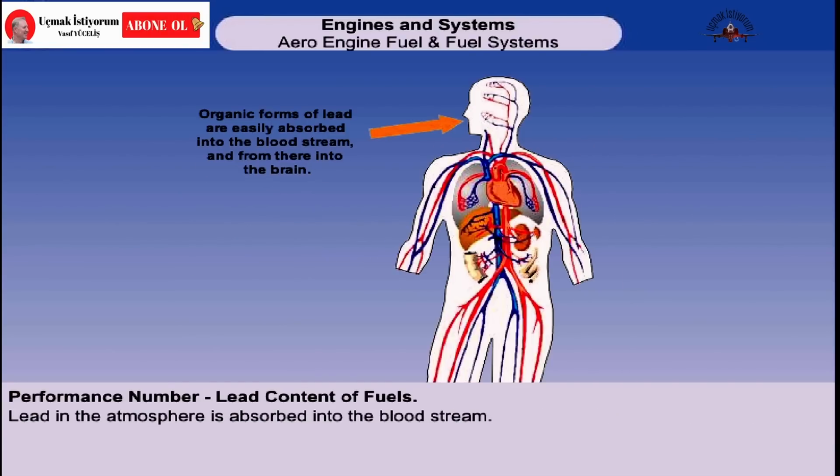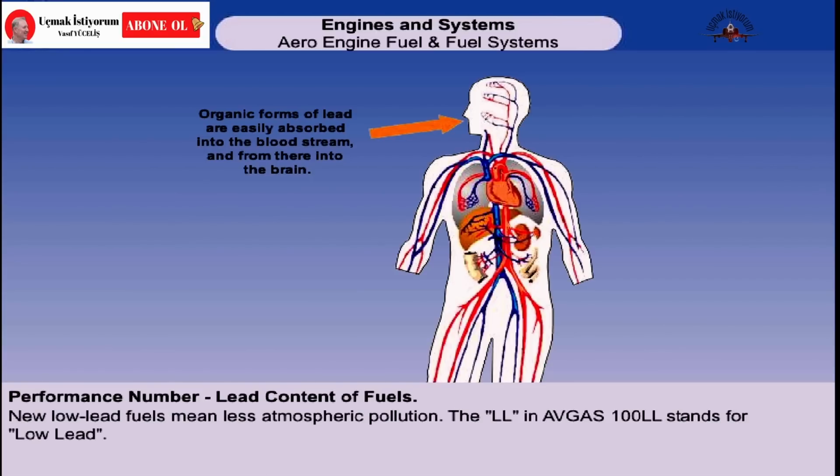Lead in the atmosphere is absorbed into the bloodstream, especially organic forms such as lead bromide, which are fat-soluble. Because they're fat-soluble, they therefore have a particular tendency to distribute themselves into the brain and will cause damage there. Because of this obvious threat to the health of anyone who breathes in exhaust fumes, the fuel companies now use different additives in the fuel to raise its octane rating. Thus we have fuels such as Avgas 100LL, the LL standing for low lead.